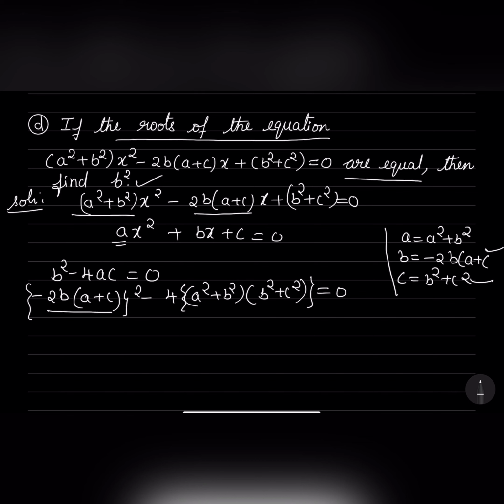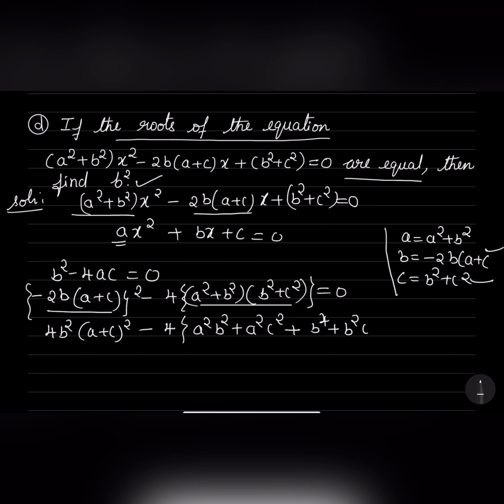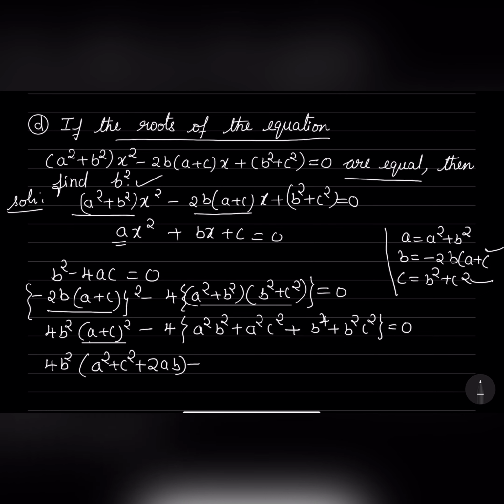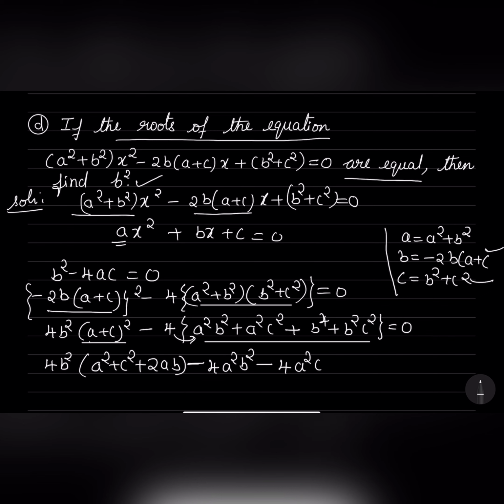And we will simplify this. Minus 2b whole square will be equal to 4b square into a plus c whole square minus 4 into, multiplying these terms, we will get a square b square plus a square c square plus b power 4 plus b square c square equal to 0. This is in the form of a plus c whole square. So, how do we write that? It will be equal to a square plus c square plus 2ac. Let us multiply the whole thing by 4. We will get 4a square b square minus 4a square b square minus 4a square c square minus 4b power 4 minus 4b square c square equal to 0.